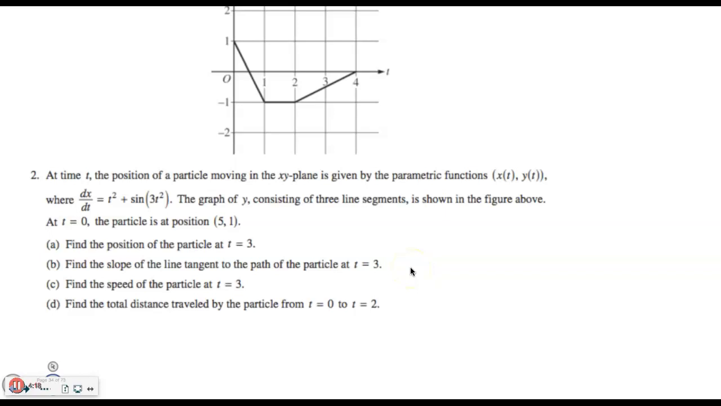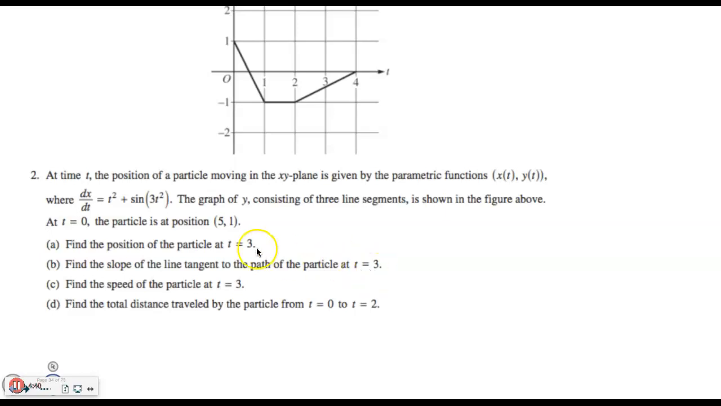Because we need to do dy/dt over dx/dt. How are you going to get dy/dt? The slope here. Yeah, so it'd be up 1/2. So you're going to have 1/2 over. How are you going to get dx/dt? Pretty easy, right? If you understand the questions, parametric isn't too bad.